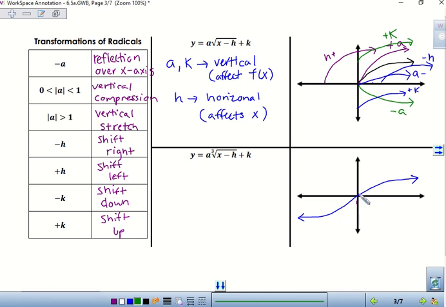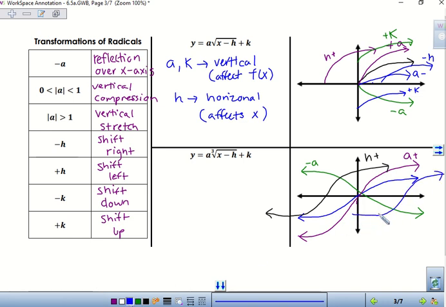So if it's reflected over the x-axis, it looks like this, right? That's when A is negative. When my A is bigger than 1, it's going to get stretched out, right? So that's when A is positive. If my H value is positive, it's going to shift it in this direction, right? What about if my H is negative? Shift it to the right.